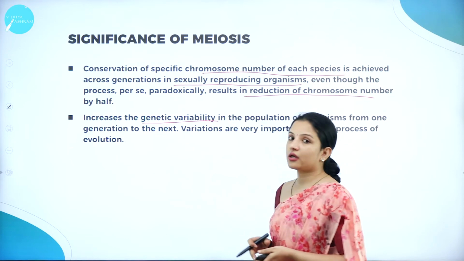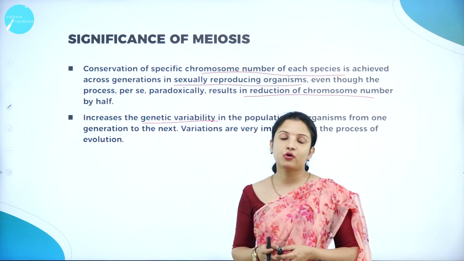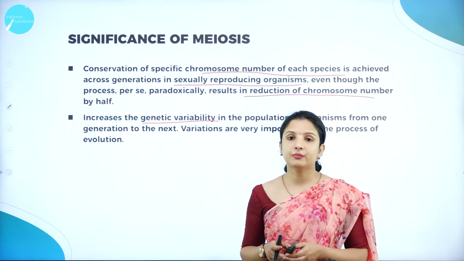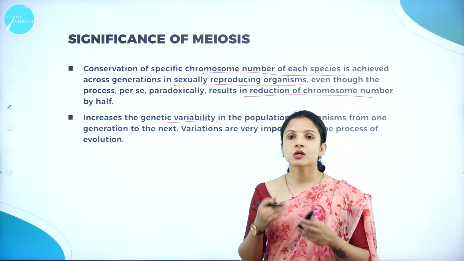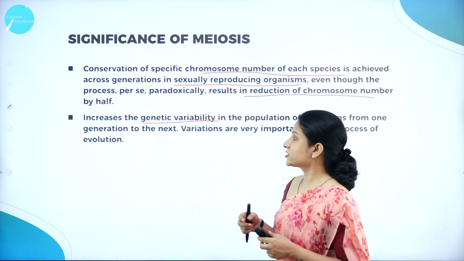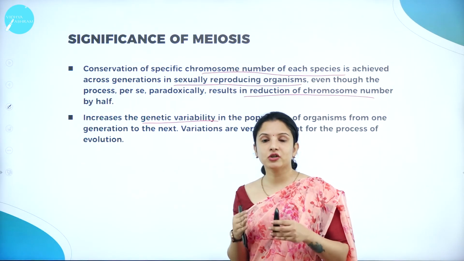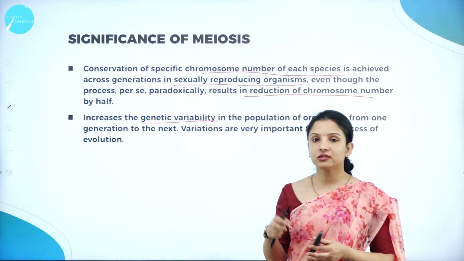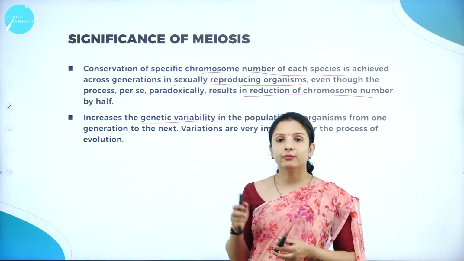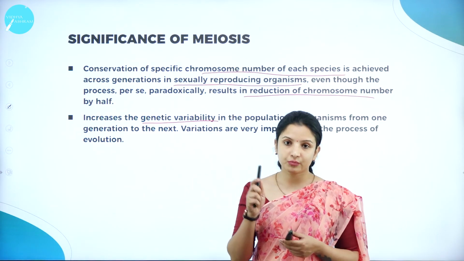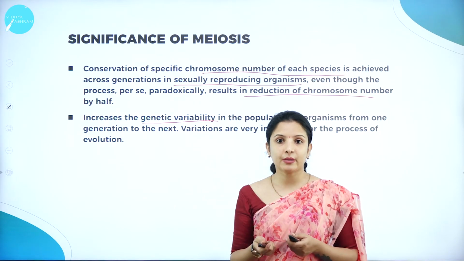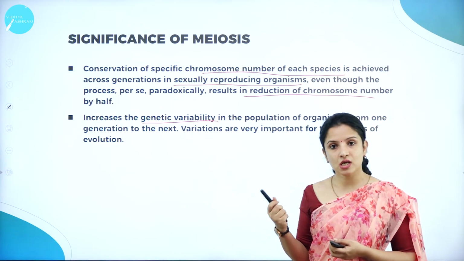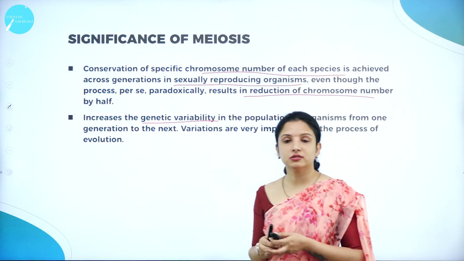occurring. So variations, and we know that variations are very, very important for the process of evolution. Otherwise, how would we have evolved from the primates, right? So therefore, for the evolution process to occur, recombination is very, very important, which is seen during meiosis. In other forms of cell division, where mitosis occurs, this variability will not be seen. But since meiosis occurs in the reproductive cells such as the gametes, recombination will occur, therefore leading to genetic variability. So this is the importance of meiosis.